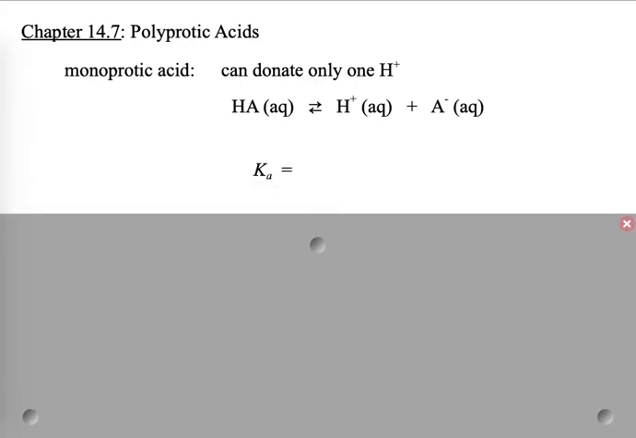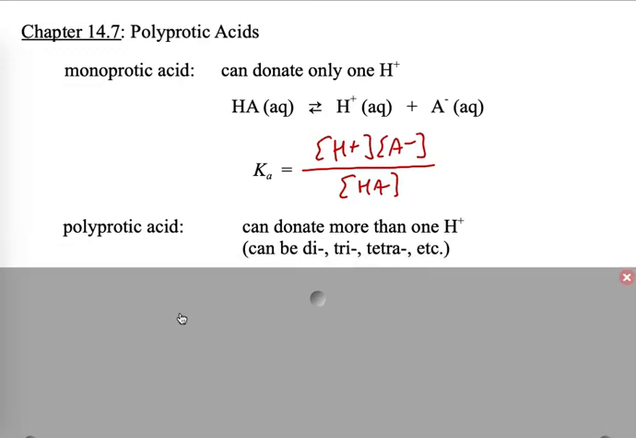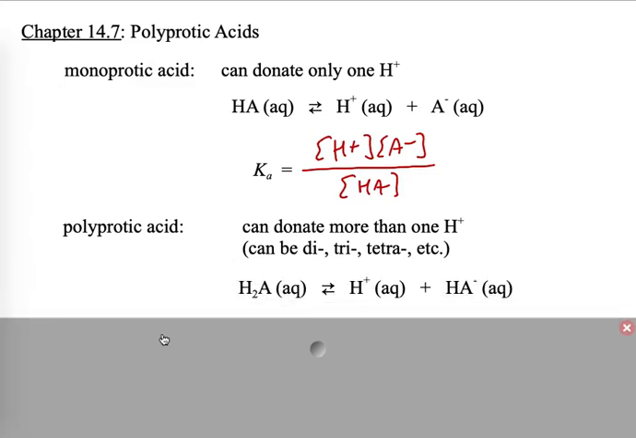And we can write the Ka expression, as we always have. Ka equals the product of the hydrogen ion concentration and the conjugate base concentration divided by the concentration of the remaining unionized acid. A polyprotic acid, on the other hand, is an acid that is capable of donating more than one hydrogen ion per molecule of acid. If it's 2 hydrogen ions, it's a diprotic acid. If it's 3 hydrogen ions, it's a triprotic acid, and so on and so forth. And let's look at what those look like.